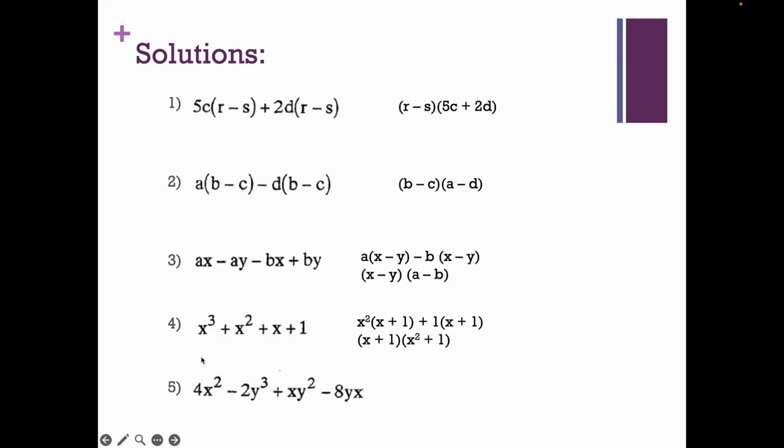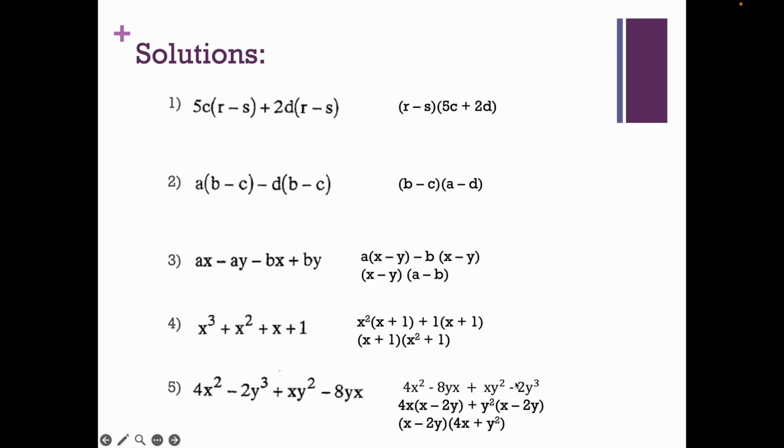Finally, in my last example, I do have some common factors going on between the 4x squared and the negative 2y cubed, and I do have some common factors between the xy squared and the negative 8yx. Just be careful. Some people always ask, does this matter? It doesn't matter. xy, yx, it doesn't matter. So what I've done here is I've actually swapped the negative 8yx and the negative 2y cubed in order to make sure that when I remove a common factor between the first two terms, I get an identical bracket that is the same as the last two when I remove their common factor.